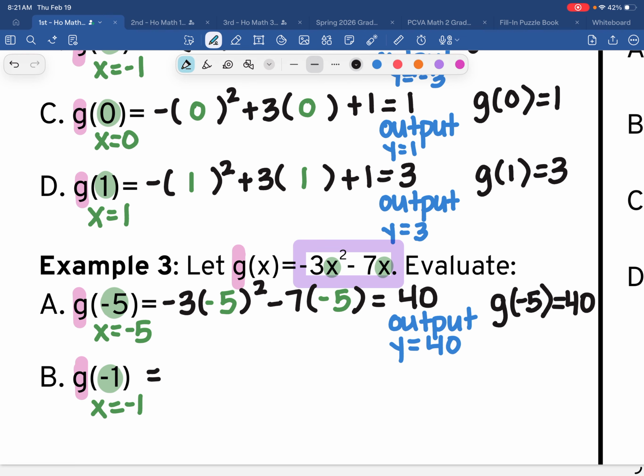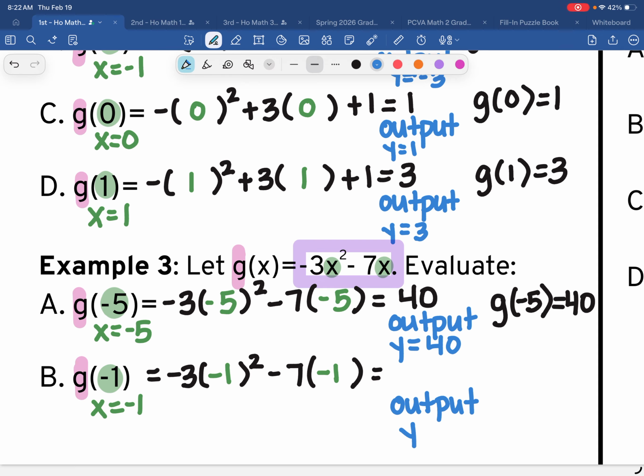All right, and again, the exact same thing. So I have negative 3 placeholder squared minus 7 placeholder. And in those placeholders, I'm going to put the input. The input is negative 1. All right, so I can put that into Desmos. And once I put that into Desmos, it's going to give me my output. And if I evaluate that, I get an output of 4. So y equals 4. So my final statement is g of negative 1 equals 4.